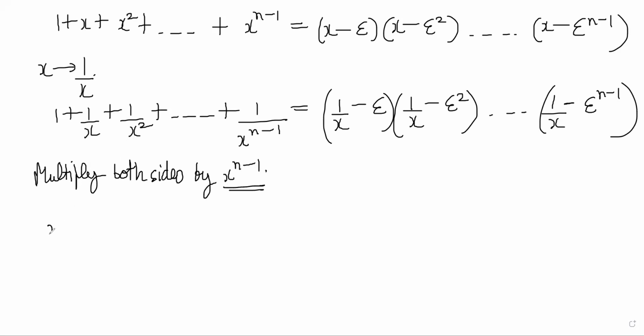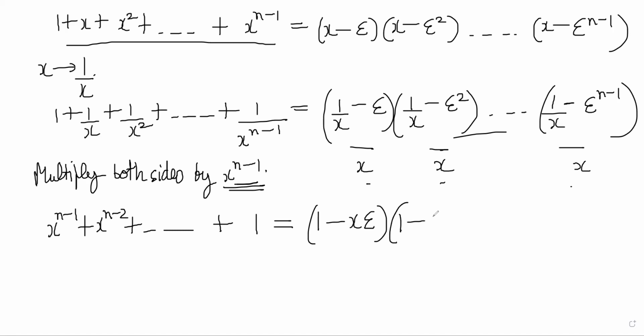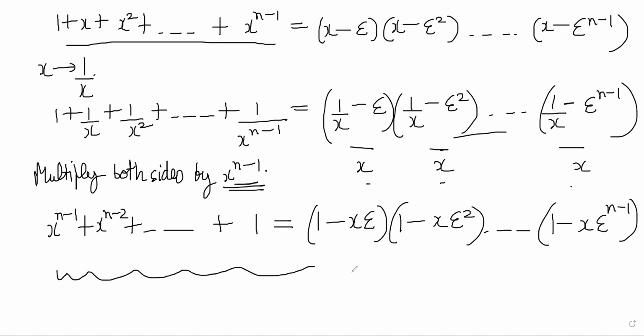So eventually what will you get here? x power n minus 1 plus x power n minus 2 till 1, which is the same thing as the initial thing here. But when you multiply x power n minus 1 here, split it into n minus 1 different terms. You multiply x everywhere, right? That will be x power n minus 1 in total. You will get 1 minus x epsilon, 1 minus x epsilon square, and so on till 1 minus x epsilon power n minus 1. So this becomes your new identity, which is not something that was obvious immediately.